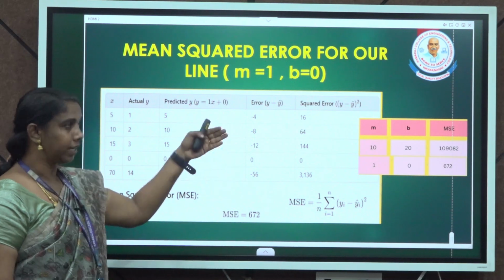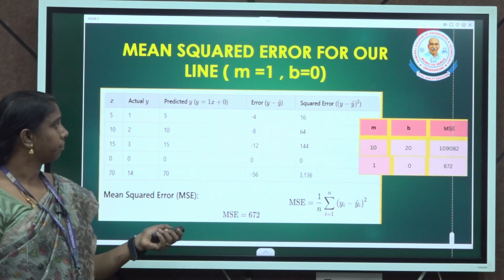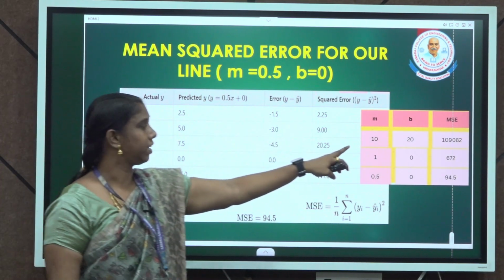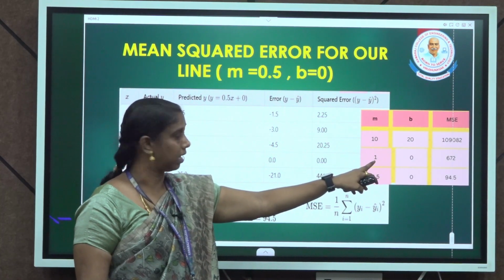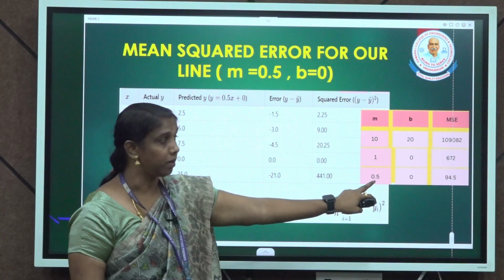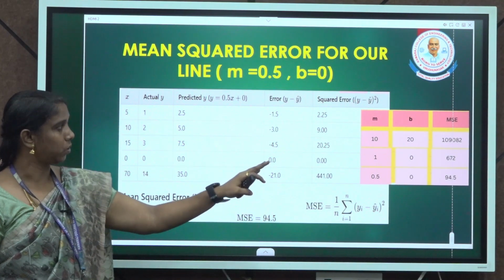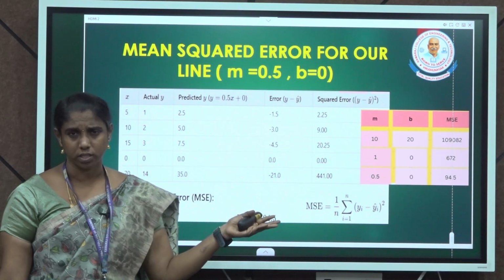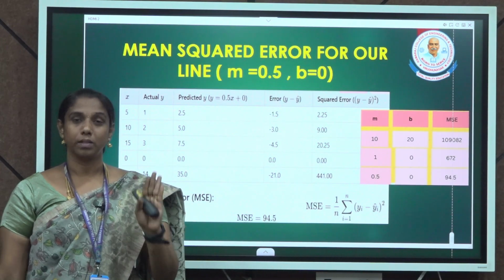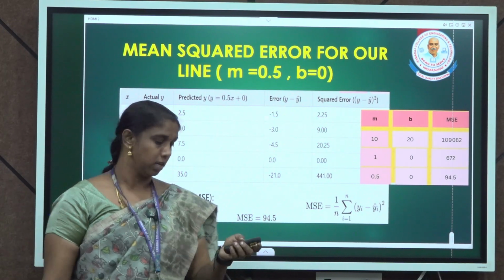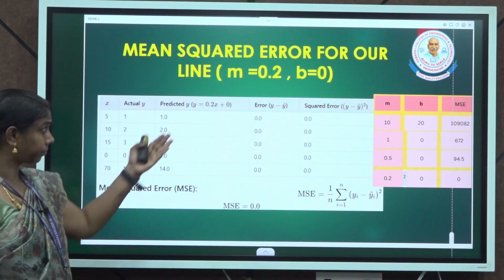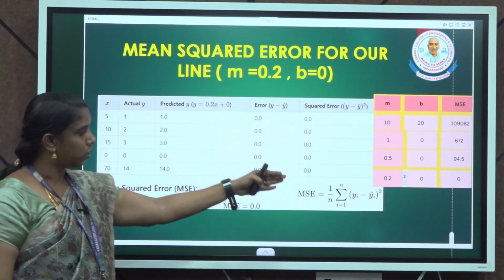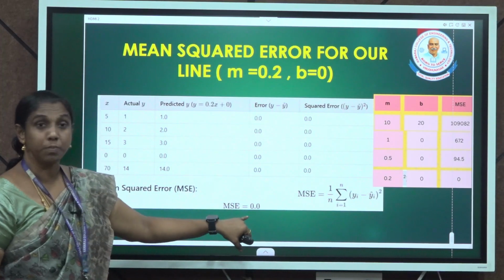So we can keep reducing the slope and the intercept value. First we considered a slope of 10, next 1, and now 0.5. With 0.5 as the slope and 0 as the intercept, I now get 94.5. First it was a 6-digit number, then a 3-digit number, now a 2-digit number, but it can still be reduced so that we get the correct predicted answer. In the next step, I consider m equal to 0.2 and b equal to 0, and I get the mean squared error as 0.